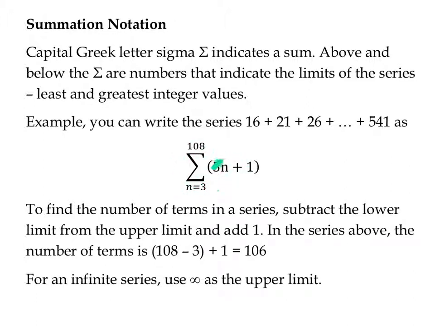So if we were going to find this sum, this indicates sum. This means we're trying to find a sum, adding up a bunch of integers, okay? So we'd plug in a 3, then we'd plug in a 4, then we'd plug in a 5, then we'd plug in a 6. It goes on forever, right?